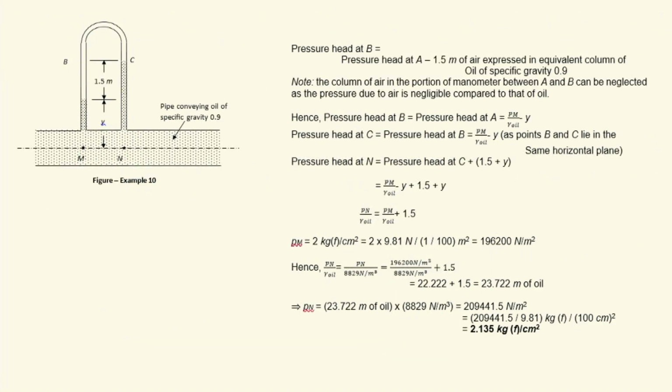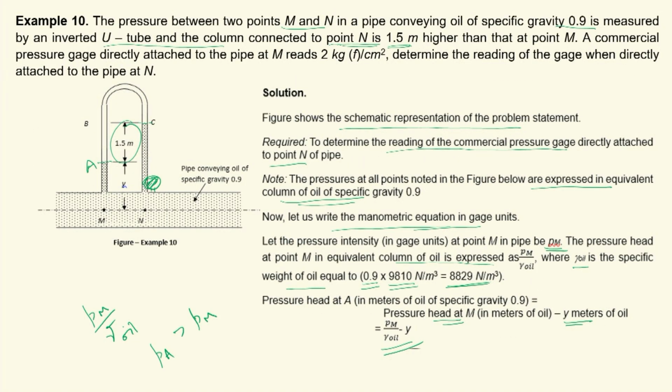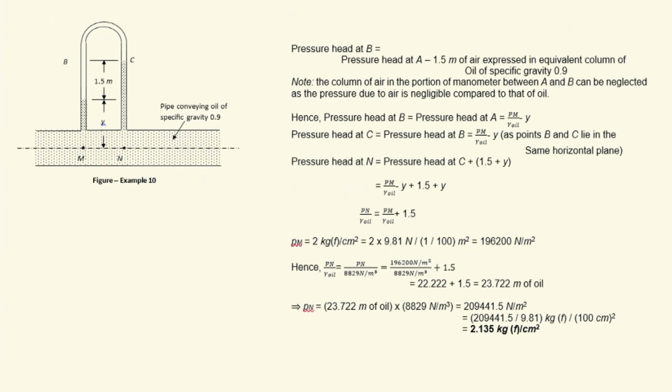Then pressure head at B. Where is B? B is a point in the left limb such that it is in line with C, which marks the surface of liquid in the right limb. So, pressure head at B will be pressure head at A minus 1.5 meters of air, expressed in equivalent column of oil of specific gravity 0.9.